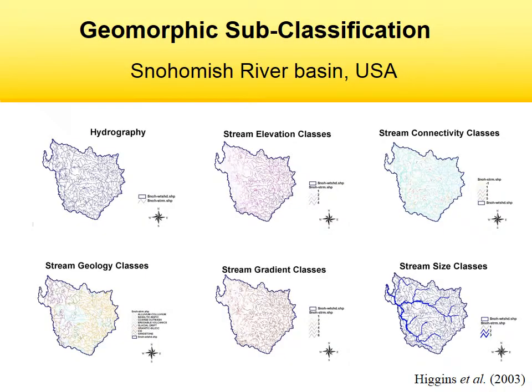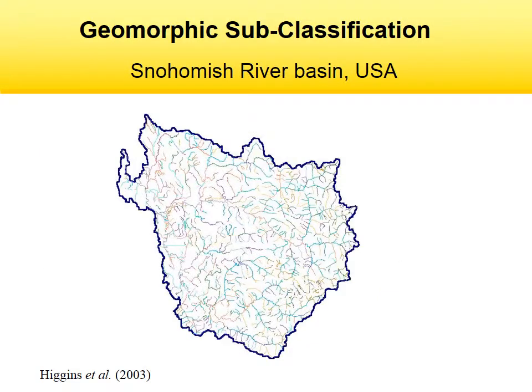And one way, and this is an example from the United States where they used hydrology at the top of the screen. They used hydrology, they used stream elevation as well. They also used some simple criteria such as the size of stream. So they used size of stream as one of the measures for the classification. And they looked at things like gradient and geology as well to get a more refined classification. So they came up with quite a sophisticated classification based primarily on hydrology and then refined with geomorphological characteristics.